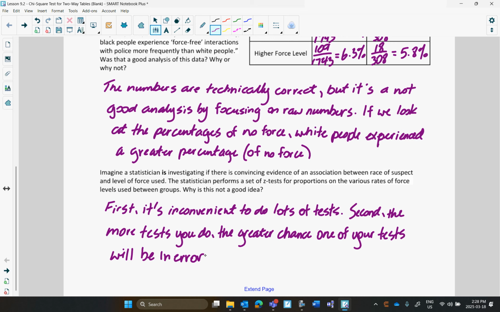Remember, a type 1 error is when we reject the null when we shouldn't have. Type 2 is we didn't reject the null, we failed to reject it when we should have.